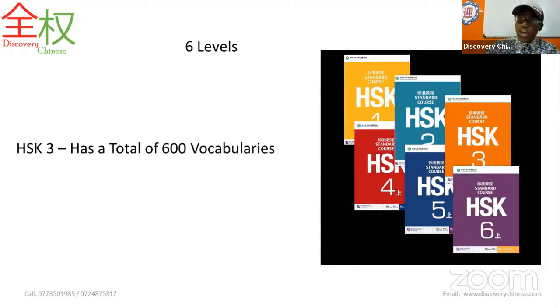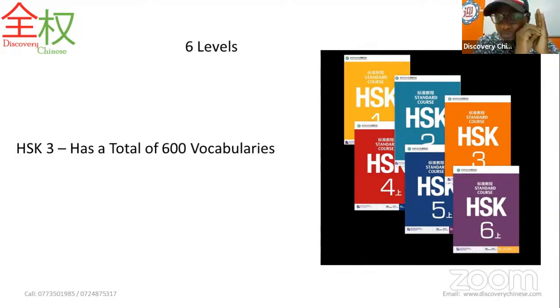By level 2, you have an additional 300 words, making it around 450 vocabulary or so, plus some small complex grammatical points. By the time you get to level 3, this is where things really get juicy. Here you learn an additional 600 vocabularies, which will really propel your communication ability, or as we call it, Nangli. By this time, if you have completed your level 3, you should be able to communicate effectively.